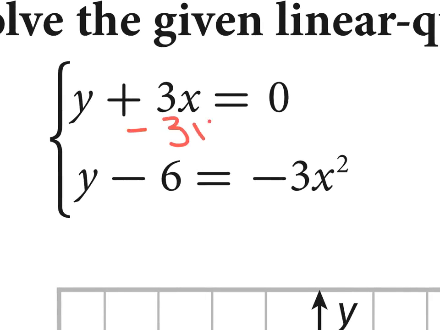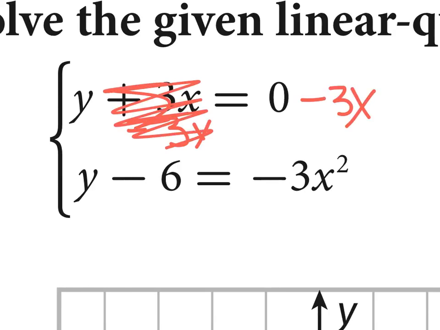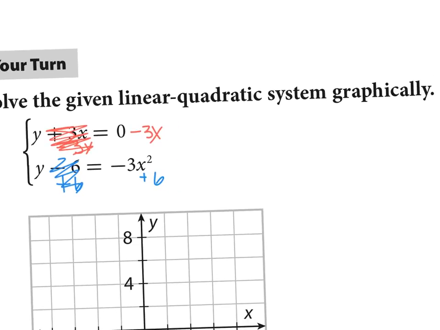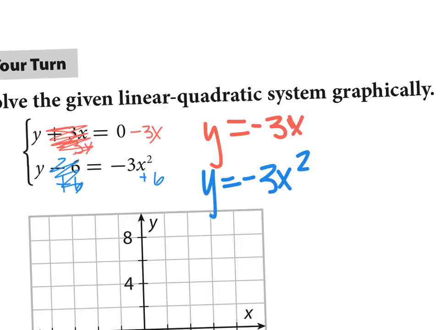Minus 3x. So that first one is y equals negative 3x. And what do I do for the second one? I'm going to add 6 to both sides. Can I combine that 3x squared and that plus 6? No, just making sure we understand that. So my two equations would be y equals negative 3x and y equals negative 3x squared plus 6.